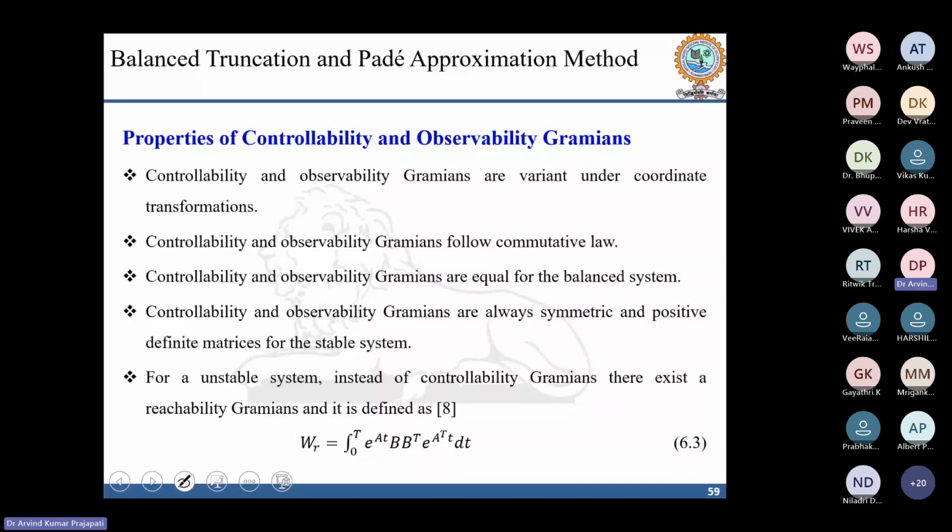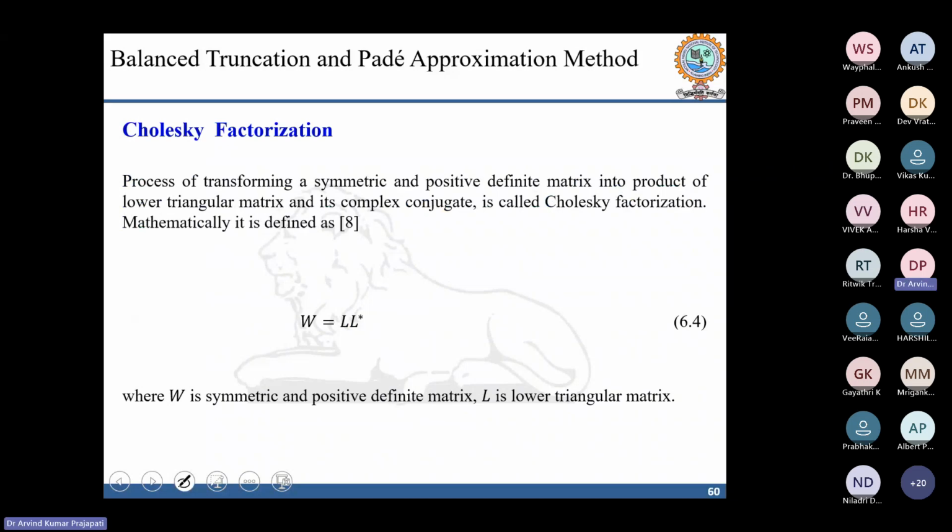Similarly, if your system is unstable but it is controllable, then you can also determine the controllability gramian by using equation 3.6.3. The next step is Cholesky factorization. It means that if you know the matrix is positive definite, then you can convert it into a lower triangular matrix. Why are we going to convert it into a lower triangular matrix? Because we have to determine the similarity transformation matrix, and that we will discuss here.